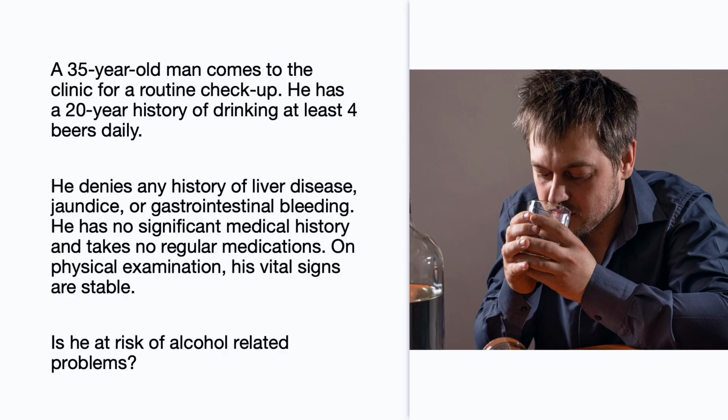A 35-year-old man comes to your clinic for a routine checkup. He has a 20-year history of drinking at least 4 beers daily. He denies any history of liver disease, jaundice, or gastrointestinal bleeding. He has no significant medical history and takes no regular medications. On physical examination, his vital signs are stable. Is this patient at risk of alcohol-related problems? Yes, he is at risk of alcohol-related problems.